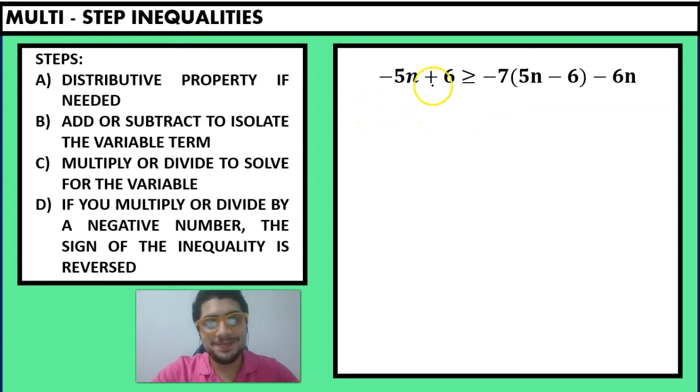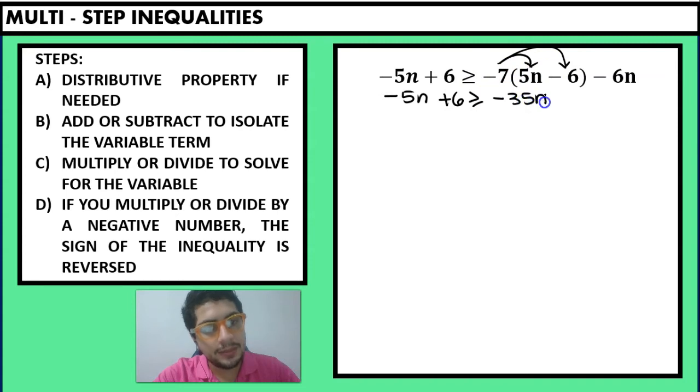Okay, so let's begin. So in this case, we have minus 5n plus 6, and then we have minus 7 multiplied by a parenthesis. So we're going to distribute negative 7 on 5n and minus 6. So minus 5n plus 6 is going to be higher or equal to negative 7 times 5n, which is minus 35n. Negative 7 multiplied by negative 6 is going to give us positive 42. And then we have minus 6n here, right?